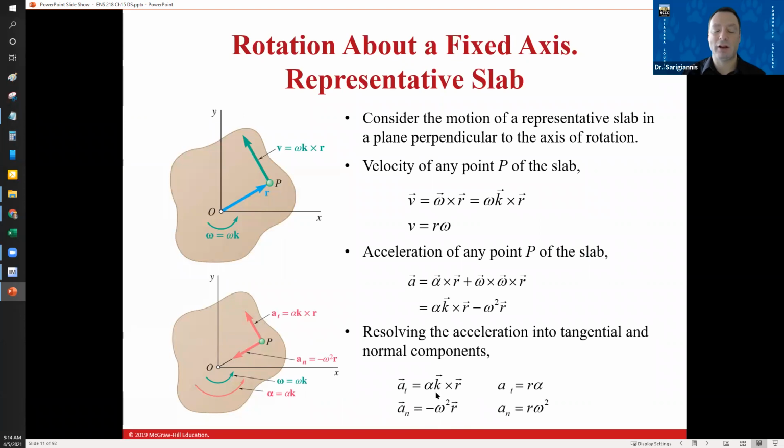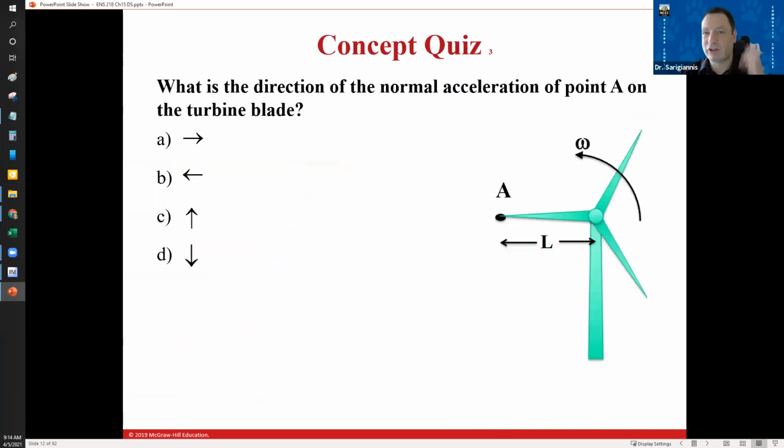One other thing here: once you take the vector out, you realize the direction. This is the magnitude of it, those two values right there. What's the direction of the normal acceleration of point A on the turbine blade? Go ahead and put a guess up there.